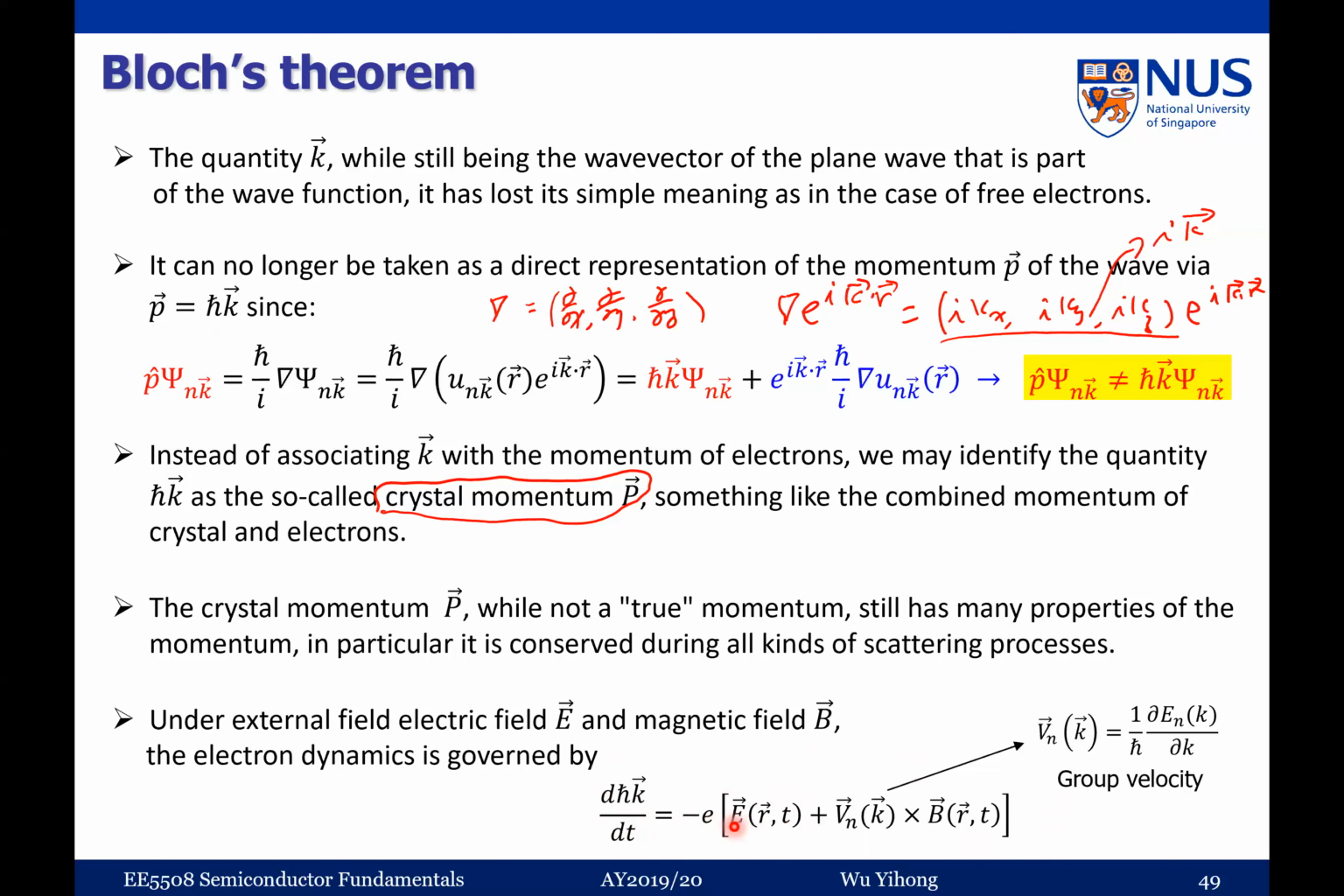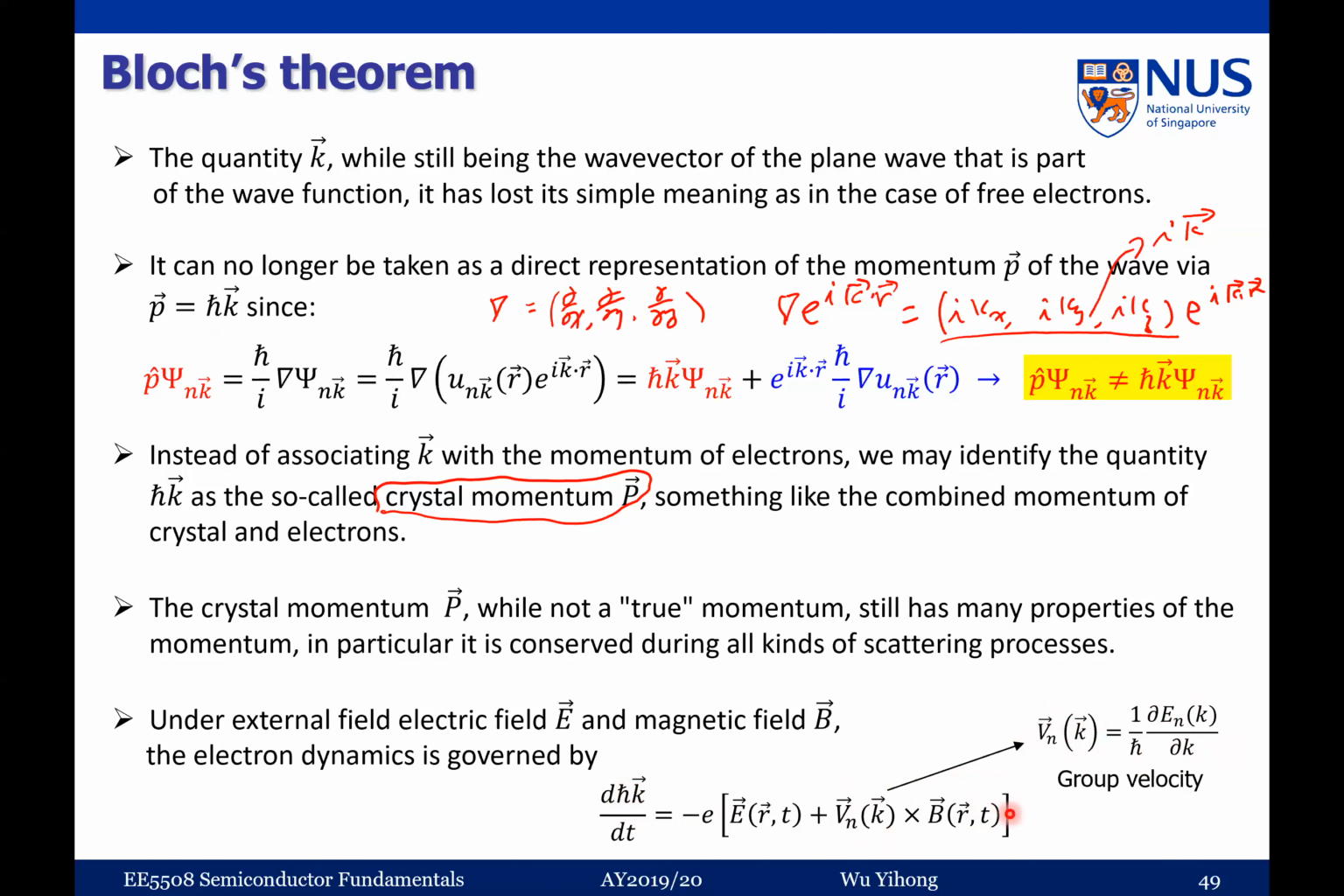So this is the external electric field. And this V, since electrons wave inside this crystal, is the group velocity. The group velocity comes from the E-K dispersion. That's why later we'll talk about the energy band structure. Once we know the energy band structure, we know the E-K dispersion, and then we can calculate the group velocity. Once we know the group velocity and put it here, it's still the Lorentz force, right? But now this is not the electron momentum. This is the crystal momentum, right?